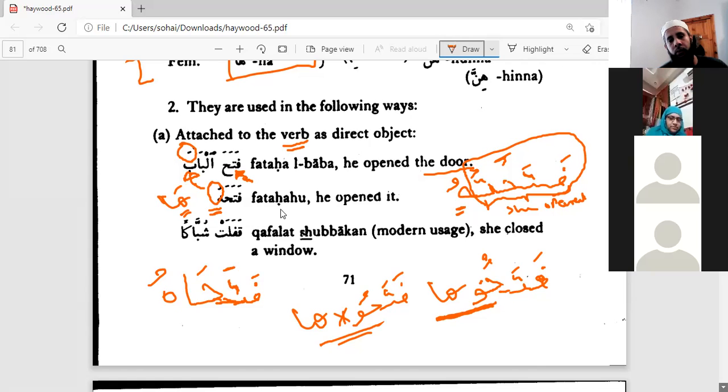Do you understand this? Because the attached pronoun here, what's the attached pronoun referring to? It's referring to the third person. No, it's referring to the door, because we said it's a direct object. It was fataha al-baba, so the ha is coming in place of al-bab. Do you get it?